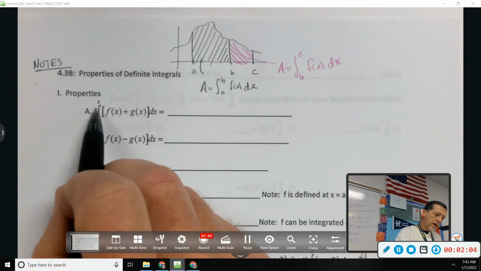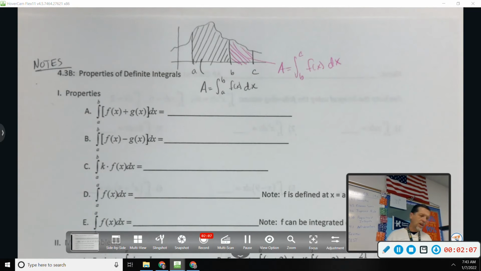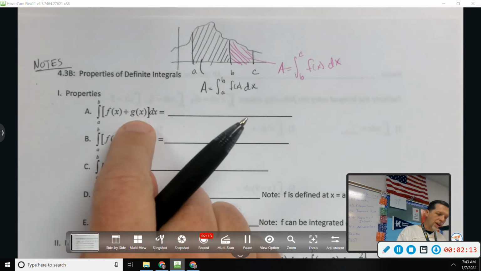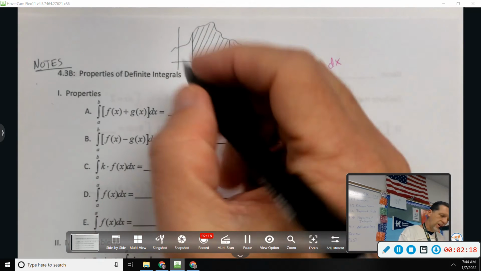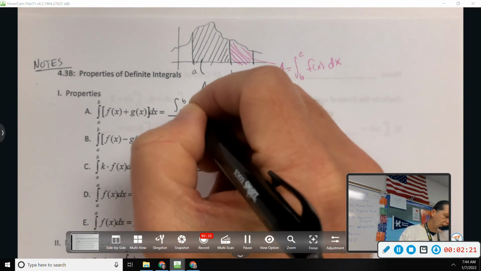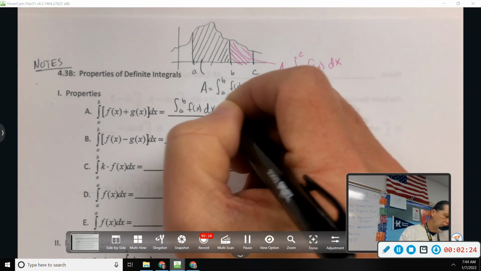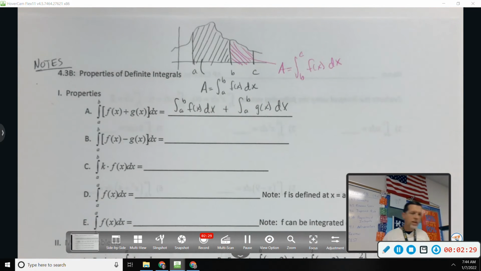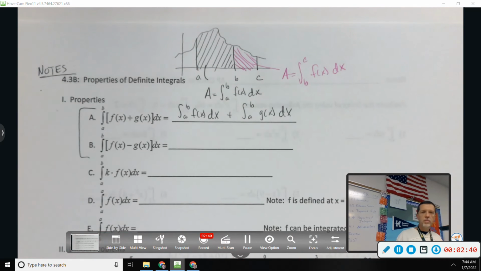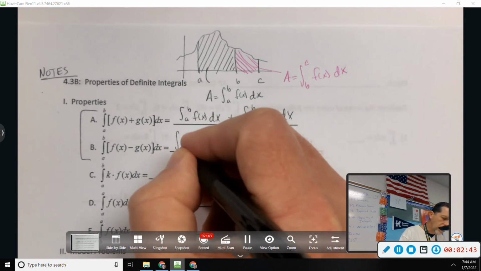Properties. The integral from A to B of f of x plus g of x. So I got two functions, I'm adding them together, and I want the total area under if I add them together. Well, maybe this makes sense. I hope it would make sense. That area would be the same as if we took them separately and added their areas together. It kind of makes sense that you could add areas. And B goes with it. You could subtract areas as well.